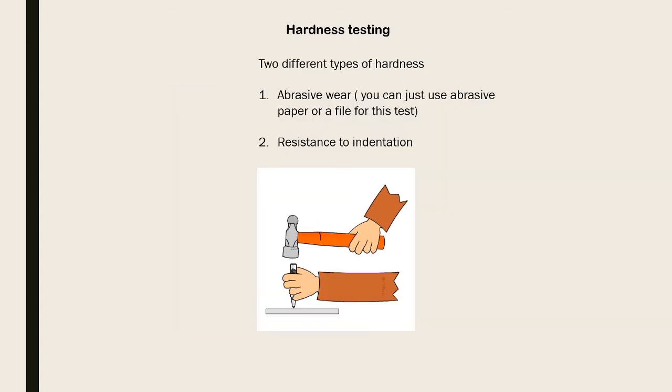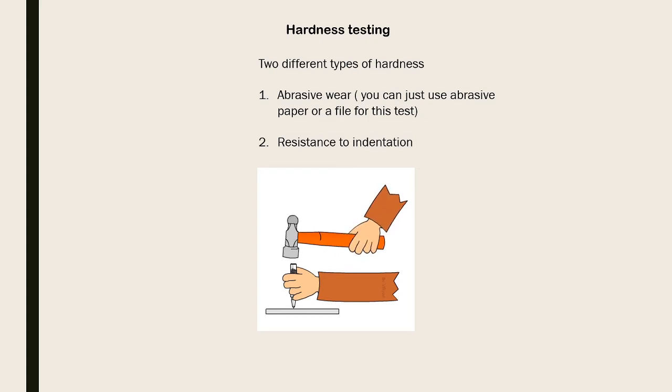So next is your hardness testing. There are two different types of hardness: resistance to abrasion and resistance to indentation. Abrasive wear is basically just general wear and tear. So if you imagine your phone going in and out of your pocket all the time, or you brushing past a table or something like that. The way to test for abrasive wear is you have your material in place and you run abrasive paper, glass paper, or a workshop file across it and see if it breaks or dents the surface.